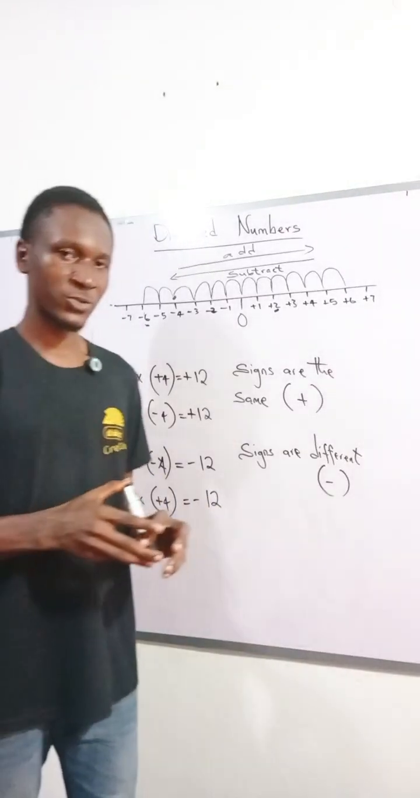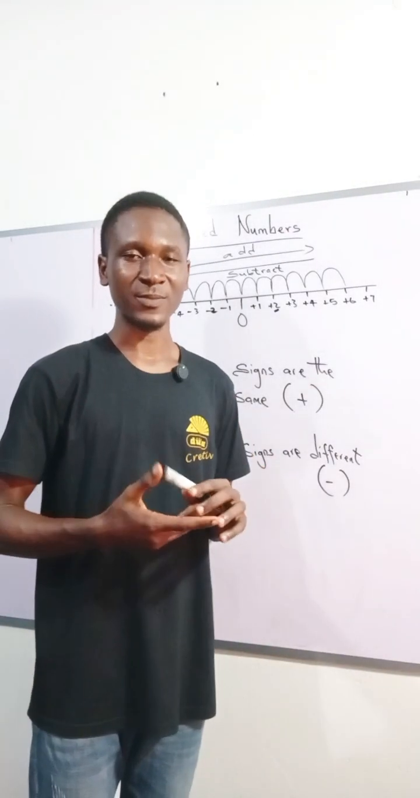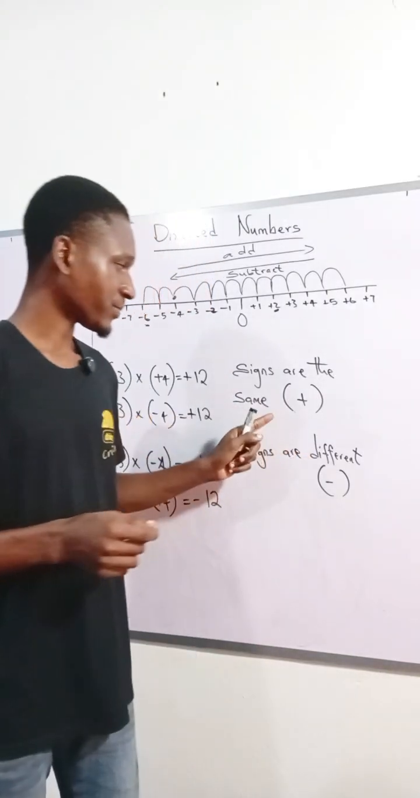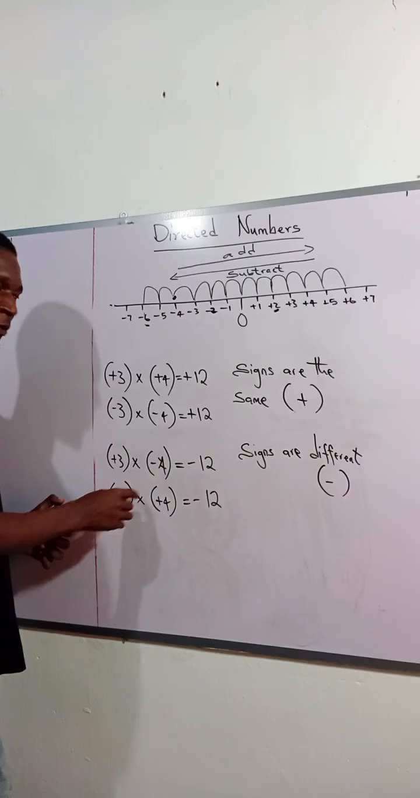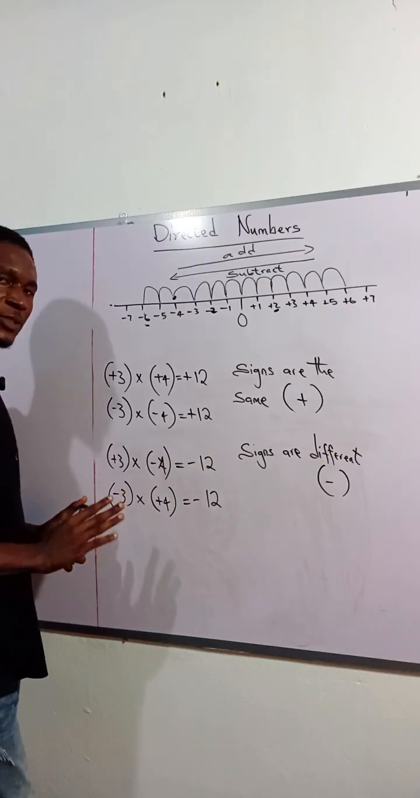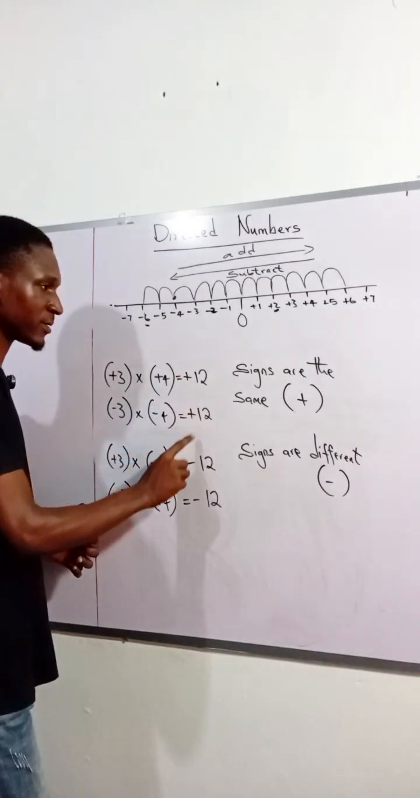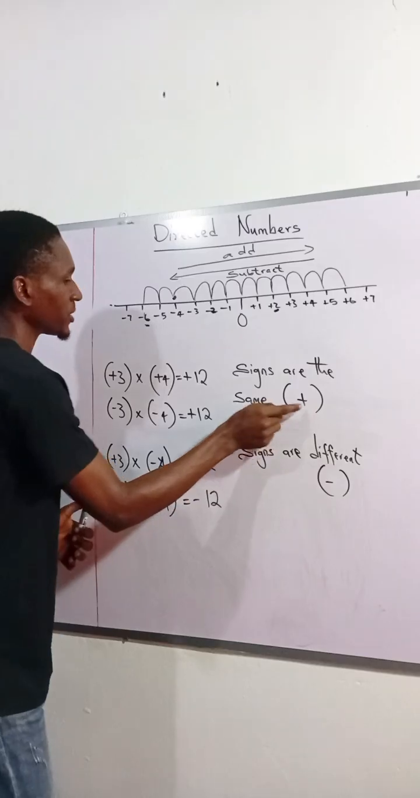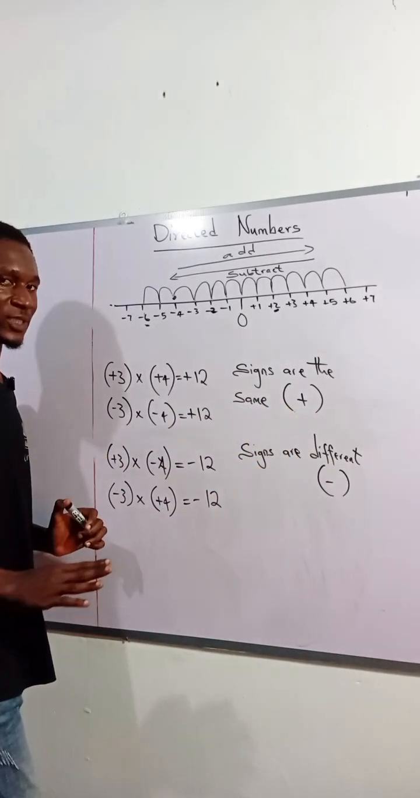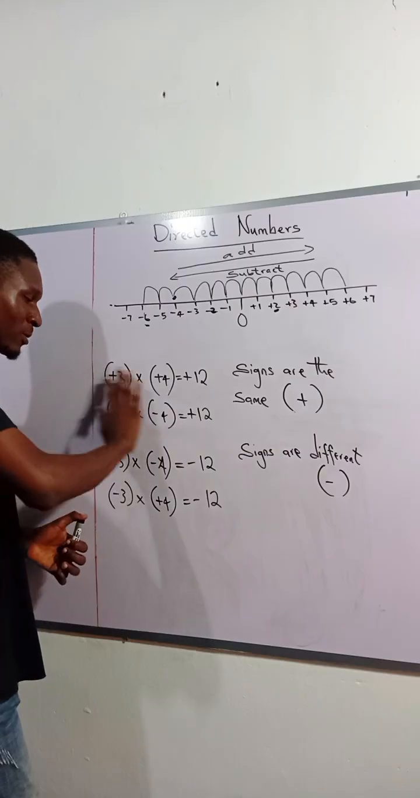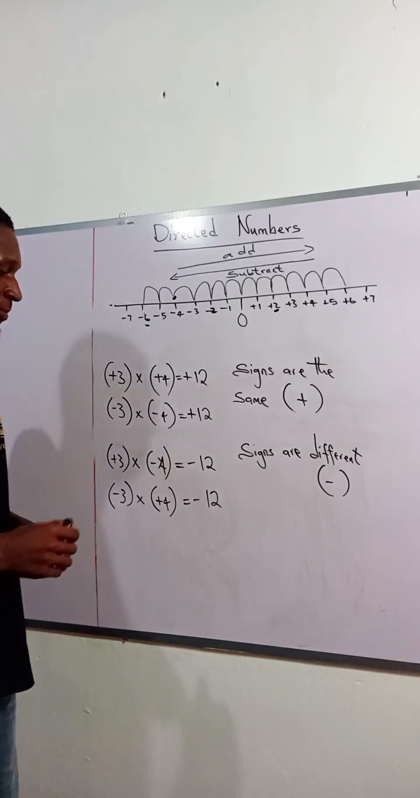Your sign would also be negative. So when you are multiplying two different directed numbers, you do your normal multiplication, but if the signs are the same, it will be positive. If the signs are different, it will be negative. That is the only difference. You will do your normal multiplication. The same thing in division.